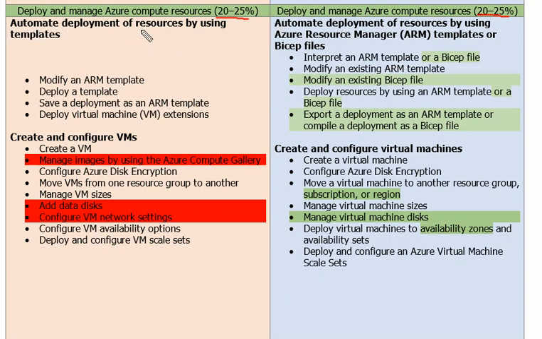Now automate deployment and resource by using templates is being changed to automate deployment and resource by using Azure Resource Manager ARM templates or bicep files. So these new things are being added in the title itself. And now we can go to modify an ARM template is there, and or bicep file is being added to the same one. Deploy a template is being modified to deploy resource by using ARM template, and or a bicep is added to this.